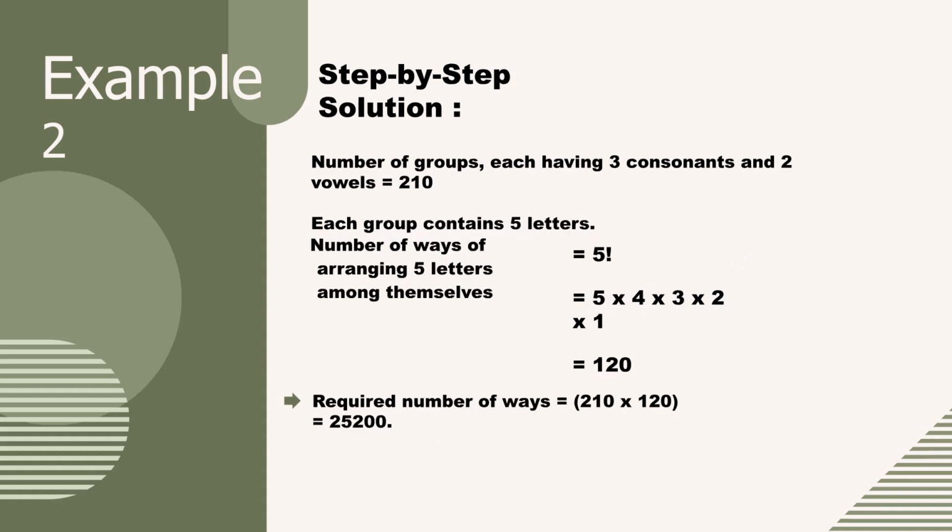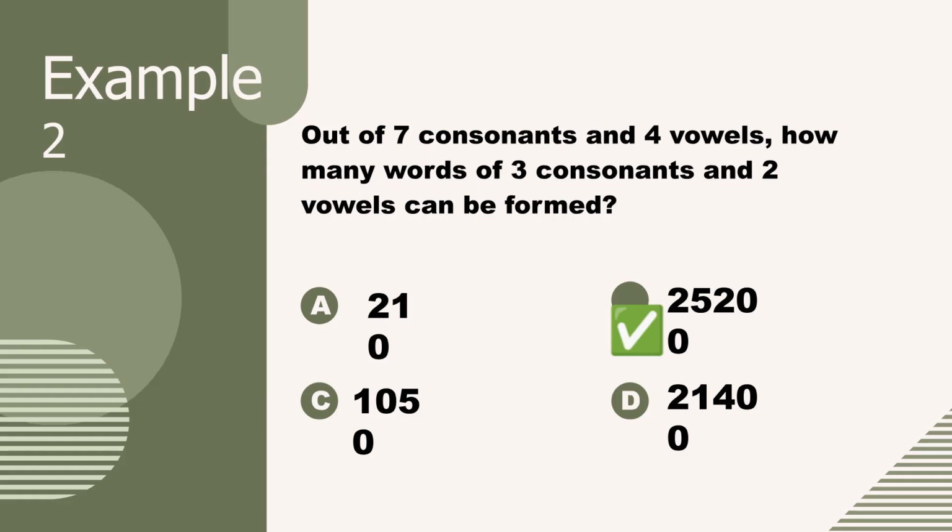Each of these 210 groups contains 5 letters. The number of ways to arrange these 5 letters to form words is 5 factorial, which is 120. The total number of words is 210 times 120, equaling 25,200. The correct answer for example 2 is B, 25,200.